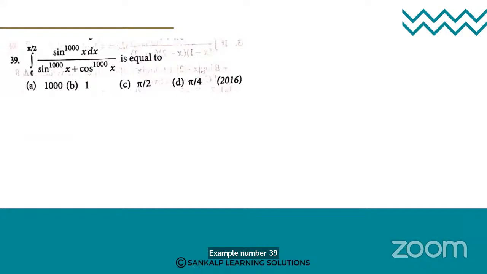Again, this is based on properties. The previous one was based on simple basic formulas, and only by making use of simplification we solved it. Now in this example we are again making use of the properties. The integral from 0 to pi by 2 of sin^1000 x dx divided by (sin^1000 x + cos^1000 x) is equal to what?